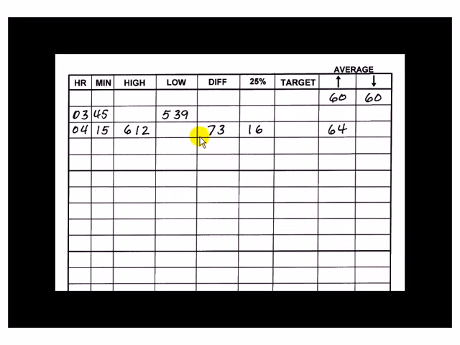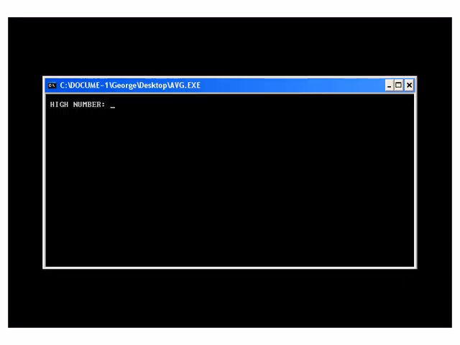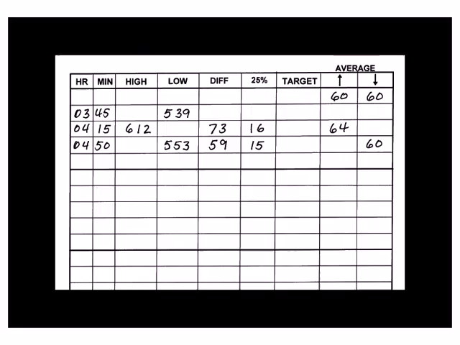If we take the low and subtract it from the high of 612, we'll get a difference of 73. The new average is now 64. If we multiply that by 25%, we get 16. We could do all this by hand, but a quicker way is using the average calculator. Here I am placing the numbers 612, 539, and 60. And here's the same figures that I showed you earlier.